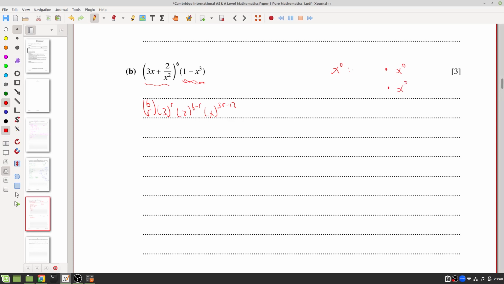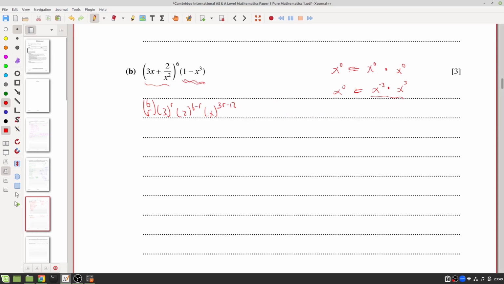So to get x to the power 0, what do we have to multiply with x to the power 0? Well, we need to multiply x to the power 0 with it, right? So if we multiply these two things, that's going to give us x to the power 0. X to the power 3, what do we need to multiply that with to get to x to the power 0? Well, x to the power negative 3. So if we multiply these two, it's going to give us also x to the power 0. So those are our two options.